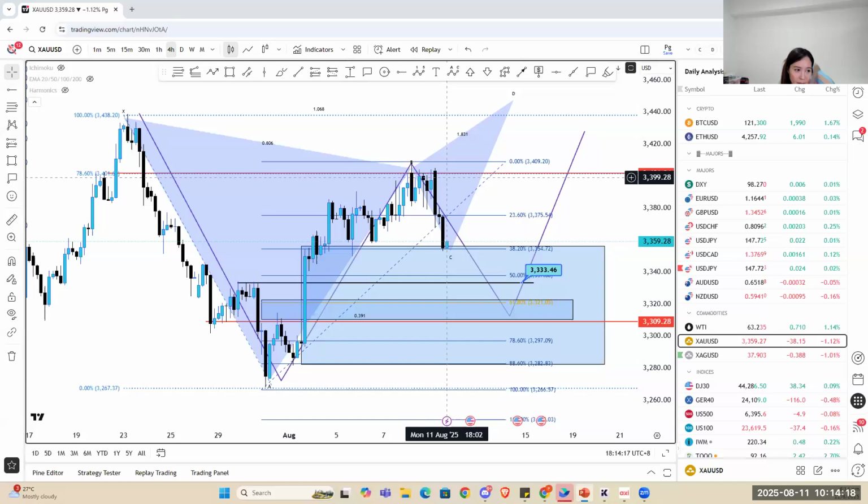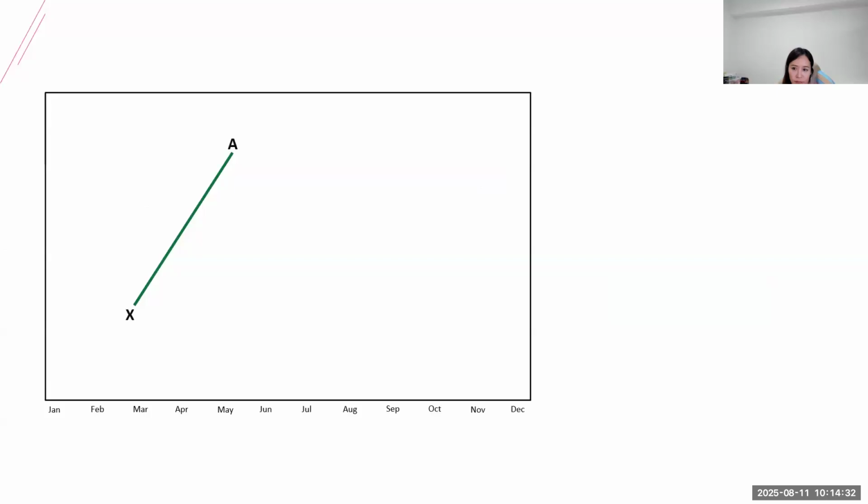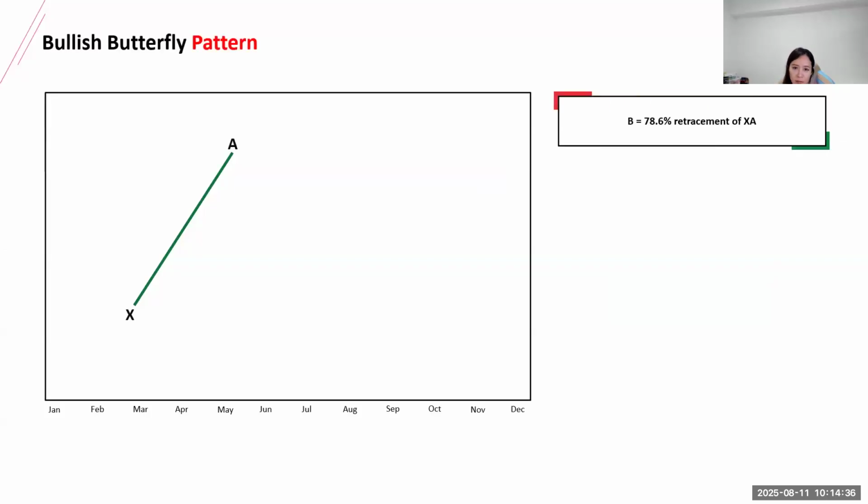Is it a butterfly pattern? Yes, right? The first pattern that we were talking about is the butterfly. It is here, right? 78.6%. This is a butterfly pattern.